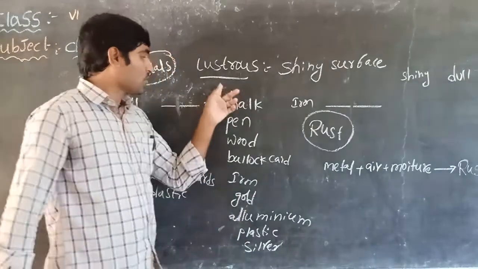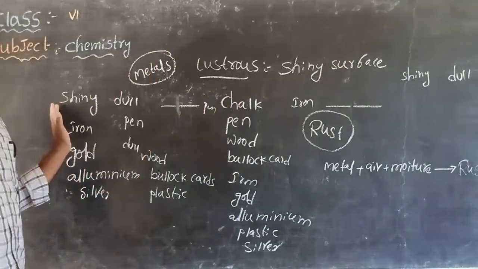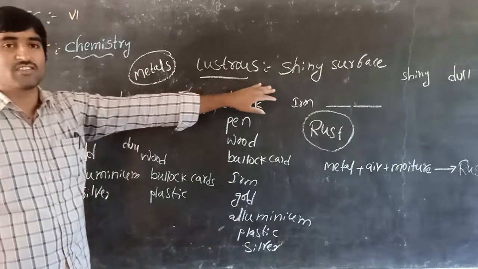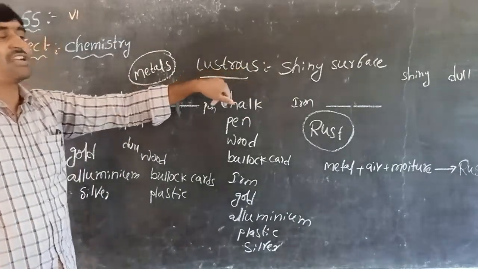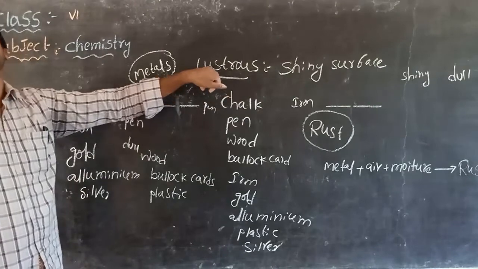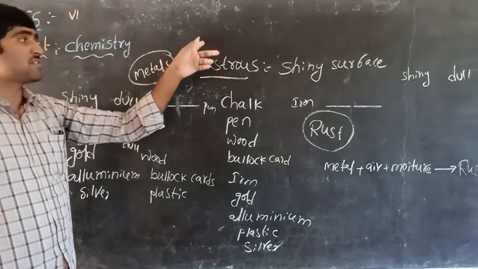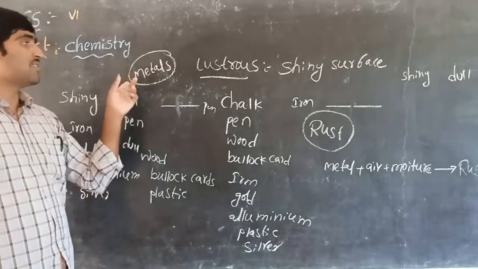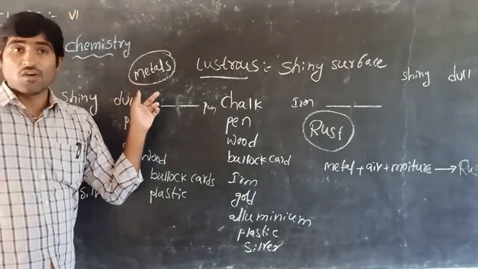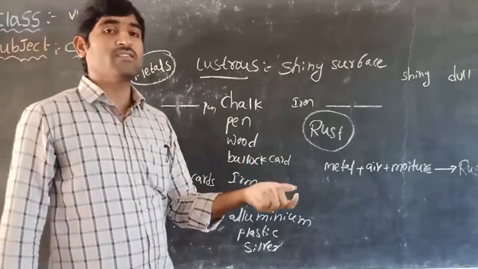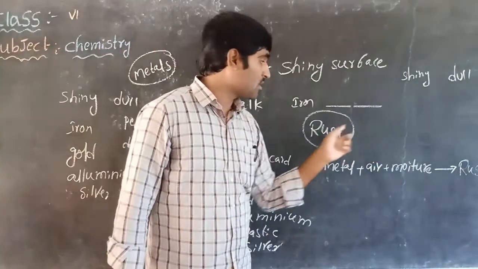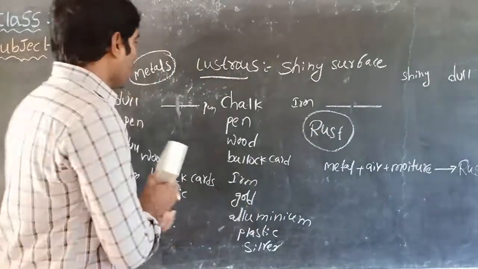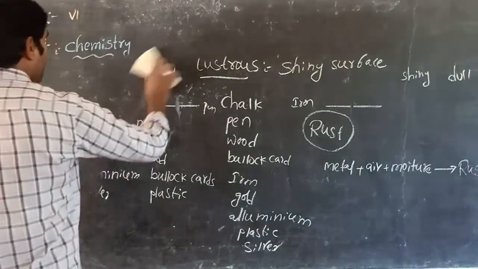Yes. Next. So, here we made one list. On what base did we make this list, children? Based upon the shiny surface. What do we call that property, children? Lustrous. Lustrous means the materials which have a shiny surface are called lustrous. Which materials may have a shiny surface? They are called metals. Why? Because metals, after some days, are going to lose their shine because of getting rust. Understood, children? Yes. Next, one more important topic, that is hardness.